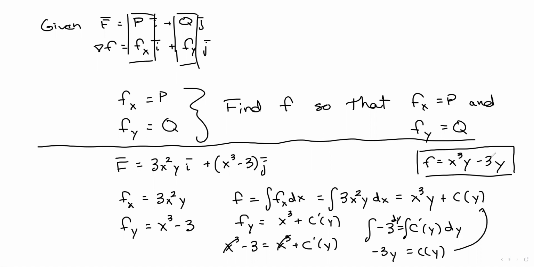Take the derivative of it with respect to y, and see if you get x cubed minus 3. If you do, the derivative of this with respect to x is this, and the derivative of this with respect to y is this, then the gradient of this function equals capital F. Right? That's what the gradient is. The gradient of this is the derivative of this with respect to x times i, the derivative of this with respect to y times j.